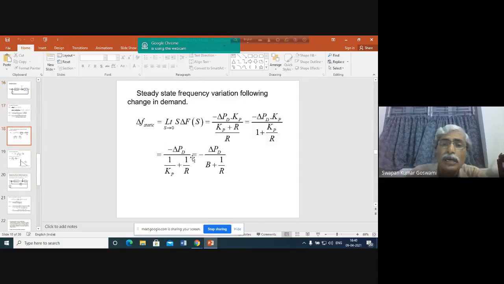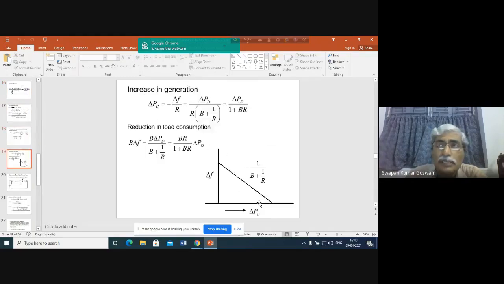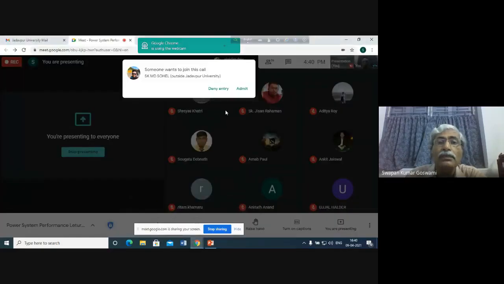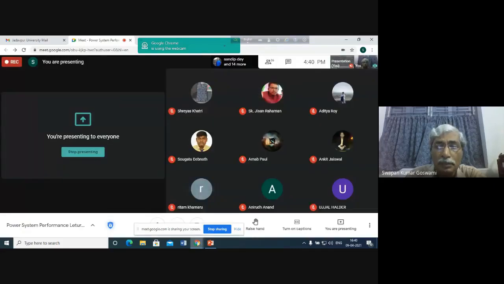And with this, what will be the range of frequency variation? You see that this gives you the range of frequency variation. How much? That is basically given by the governor regulation. And here, if you include everything, that is given by this characteristic B plus 1 upon R. That means 1 upon B plus 1 upon R. This will give you the range of frequency variation, considering that governor alone is operating. Governor is controlling the power output of the system.